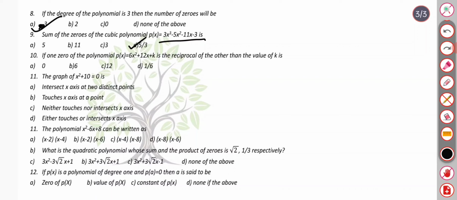क्वेश्चन नंबर 10. If one of the zeros of the polynomial 6x² plus 12x plus k is the reciprocal of the other, then the value of k is. अच्छा, हम लोग क्वेश्चन में कंडीशन क्या दिया? If one of the zero of the polynomial is the reciprocal of the other. ओके, सपोज 1 zero you are taking अल्फा, तो उसका दूसरा जीरो क्या हो जाएगा? उसका रेसिप्रोकल हो जाएगा. 1/बीटा उल्टा हो जाएगा.